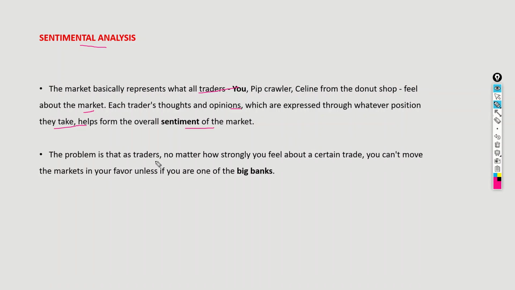The problem is that, no matter how strongly you feel about a certain trade, you can't move the markets in your favor unless you are the big banks. Why? Simply because you buy small units of the market, so you cannot control the market as a trader.